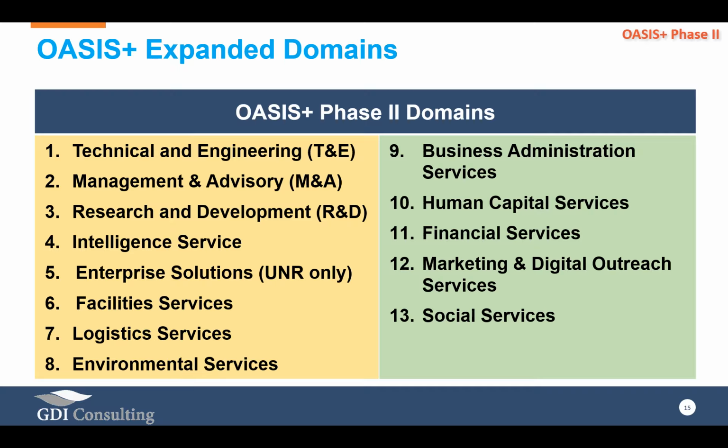So depending on the type of IT work, many of them fall in parallel to the type of work done under, for example, technical and engineering. The first domain, research and development, third one, and intelligence services, and perhaps even in the new domains. So that is why many IT services companies can and should also go for this opportunity.